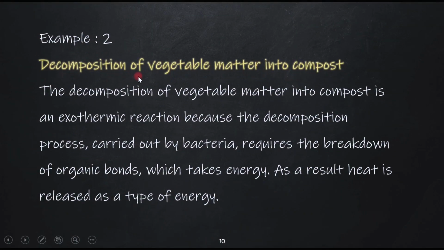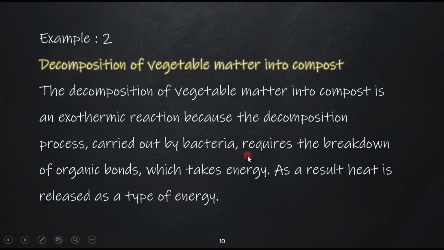Example 2. Decomposition of vegetable matter into compost. Dear student, the decomposition of vegetable matter into compost is an exothermic reaction. During decomposition, vegetable matter is converted into compost. Why is it an exothermic reaction? Because the whole decomposition process is carried out by bacteria.